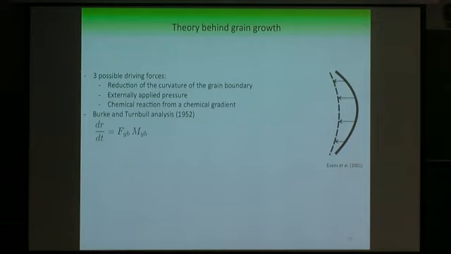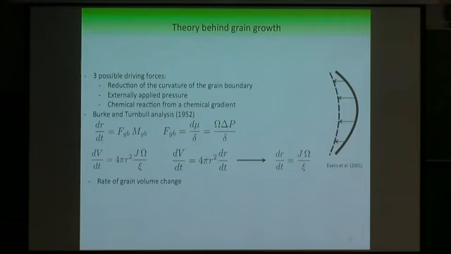So I started out with the Burke and Turnbull analysis in 1952, which states that the radius of the grain as a function of time is equal to the driving force times the grain boundary mobility. Now the driving force is equal to the chemical gradient over the grain boundary width, but also to the pressure gradient, which includes the curvature of the grain boundary over the grain boundary width here.